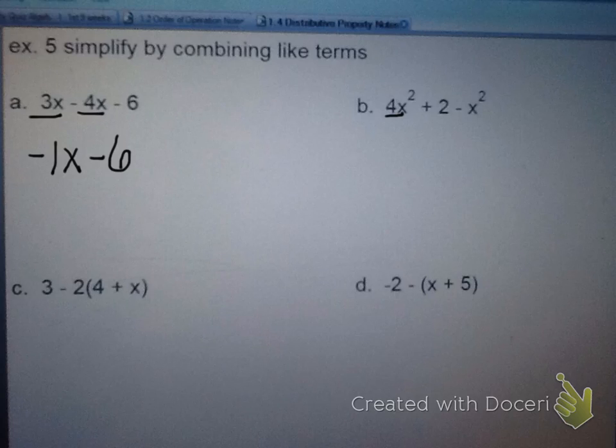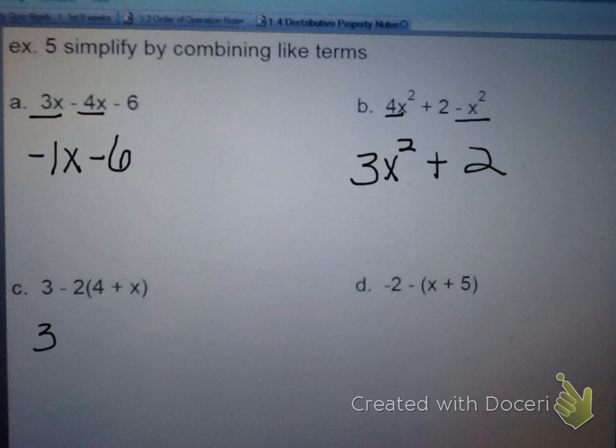In example B, I'm going to combine the 4x squared and the negative x squared. 4x squared and a negative x squared, or a negative 1x squared, is 3x squared. You don't add the exponents. You only add the coefficient. Once again, the coefficient is the number in front of the variable. So we get 3x squared. I don't have anything to combine the 2 with, so I bring it down.